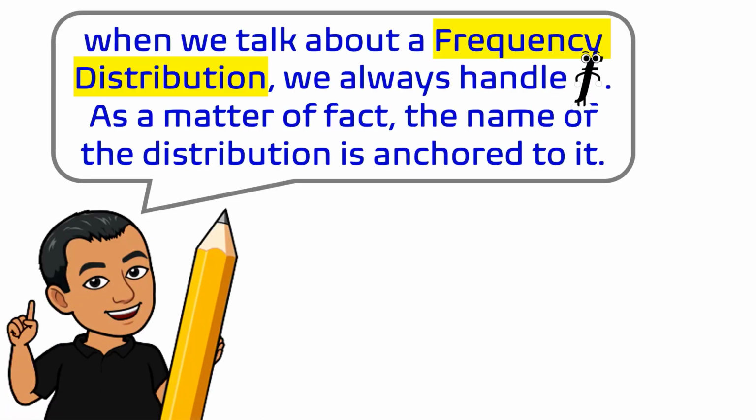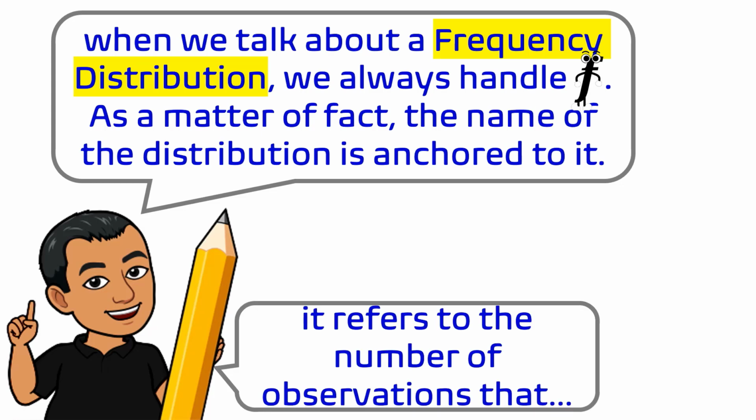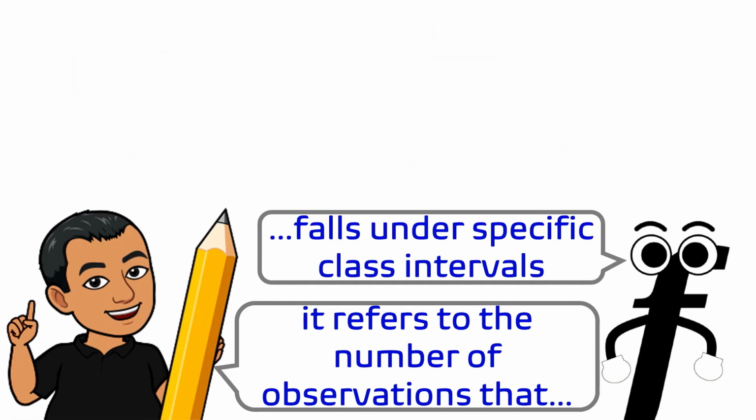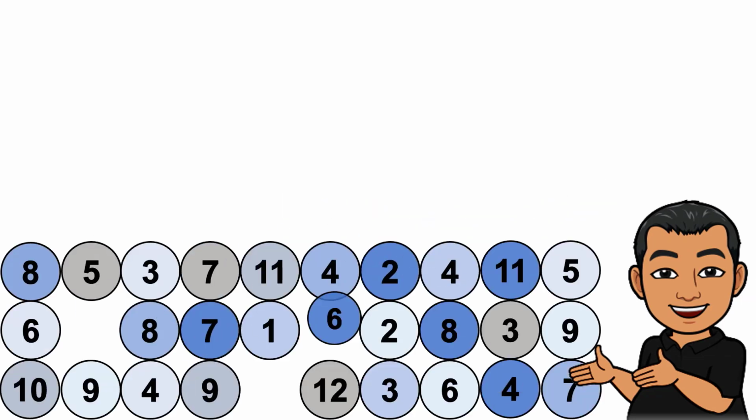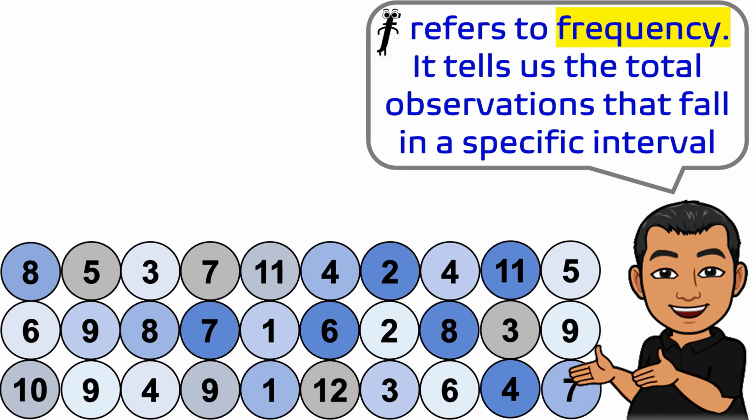When we talk about a frequency distribution, we always handle F. As a matter of fact, the name of the distribution is anchored to it. It refers to the number of observations that fall under specific class intervals. Consider this data. F refers to frequency. It tells us the total observations that fall in a specific interval.